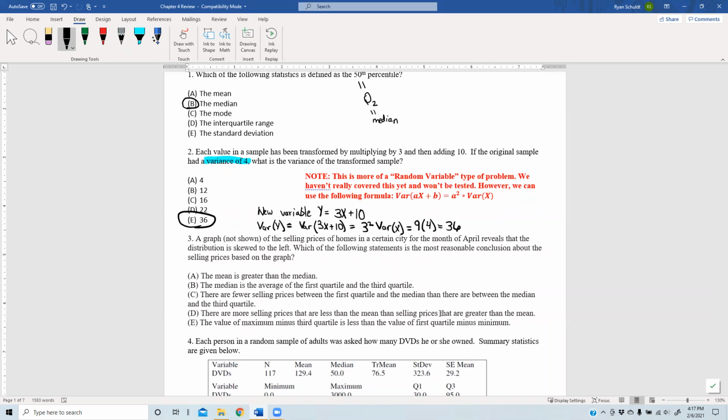Okay, number 3. A graph, that's not shown, of the selling prices of homes in a certain city for the month of April reveals that the distribution is skewed to the left. Okay, skewed to the left. So that means our tail is on the left. So it probably looks something like this. We've got a long tail over here. Which of the following statements is the most reasonable conclusion about the selling prices based on the graph?